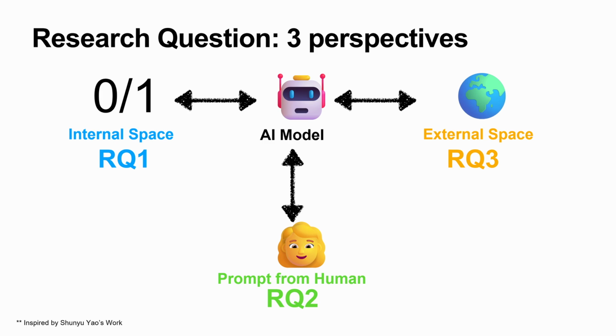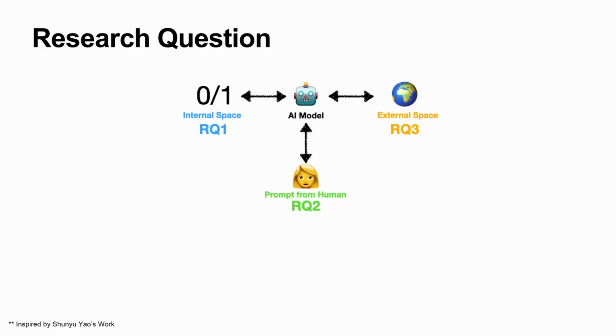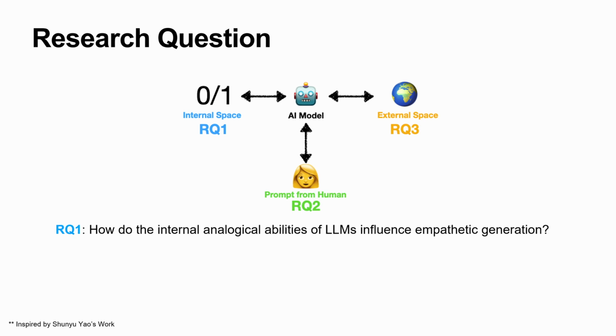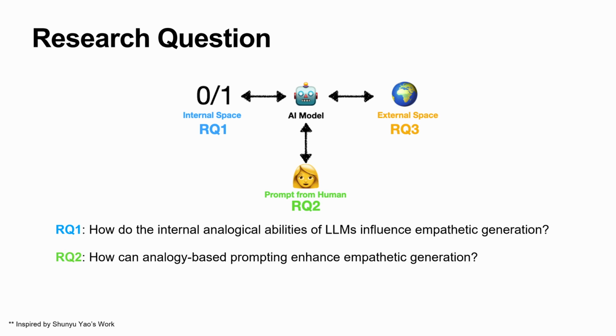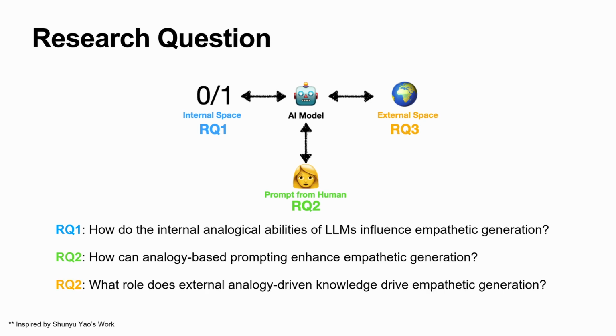We investigate the role of analogy in empathetic generation from three key perspectives. The internal analogical abilities: how do the internal analogical reasoning capabilities of large language models influence empathetic generation? Analogy-based prompting: how can analogy-based prompting enhance empathetic generation? Specifically, does the number of self-generated analogical examples impact performance? External knowledge integration: what role does external analogy-driven knowledge play in driving empathetic generation?